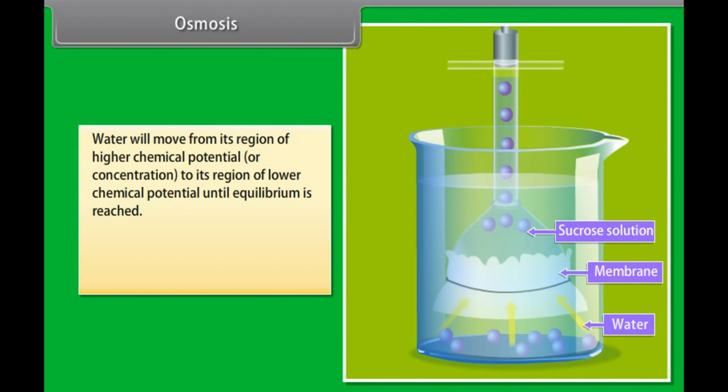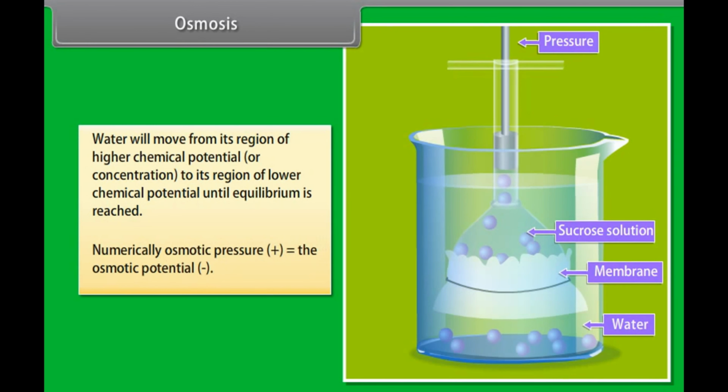Now, we will apply some pressure to stop the water movement into the funnel. The pressure required to prevent water from diffusing is, in fact, the osmotic pressure, and this is a function of the solute concentration. The more the solute concentration, the greater will be the pressure required to prevent water from diffusing in.